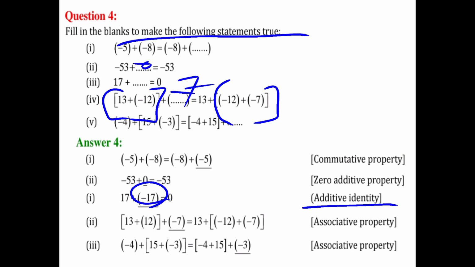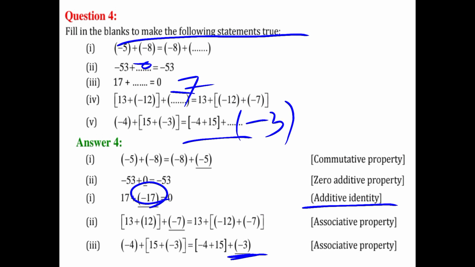The fifth part is -4 plus (15 plus -3) is equal to (-4 plus 15) plus what? Plus negative 3. This is again the associative property. This finishes our exercise 1.2.